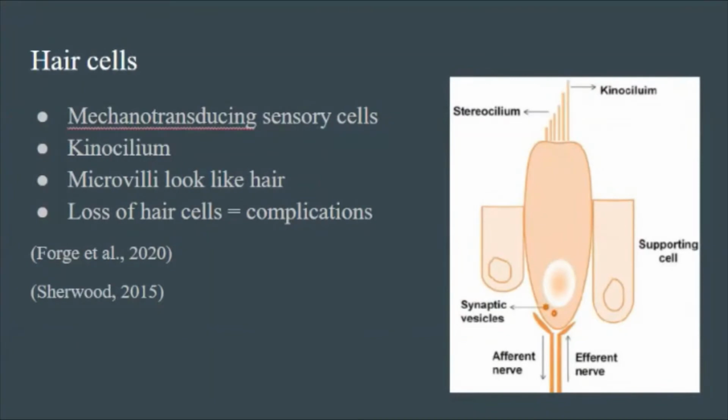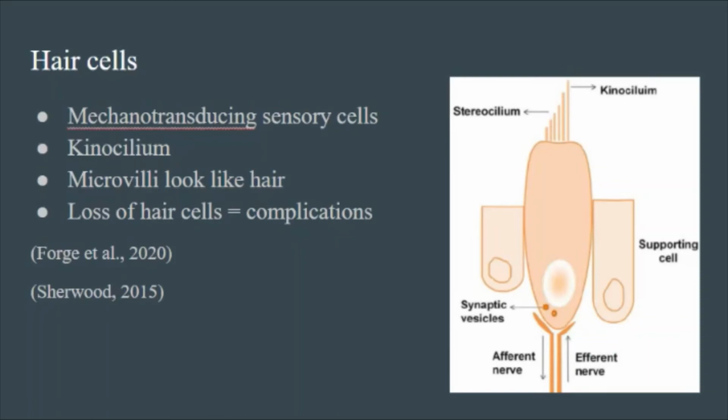So the hair cells that line the vestibular system are mechanotransducing sensory cells. So this means that they can convert a mechanical stimulus into an electrical signal. Earlier, we mentioned that endolymph is moving through the vestibular system. So in the hair cells' case, the movement of endolymph is what activates them to change that stimulus into the electrical signal.